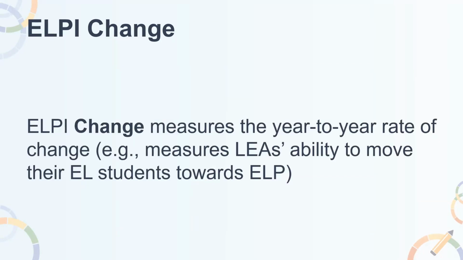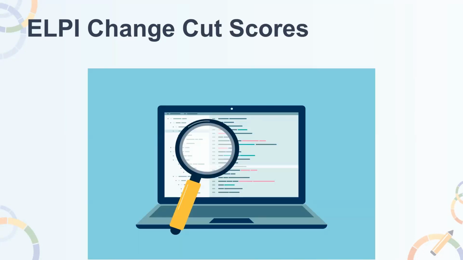LP change measures the year-to-year rate of change. For example, change measures the LEA's ability to move their EL students towards ELP. As a result, change requires 3 years of summative LPAC results. The LP has 5 change levels.